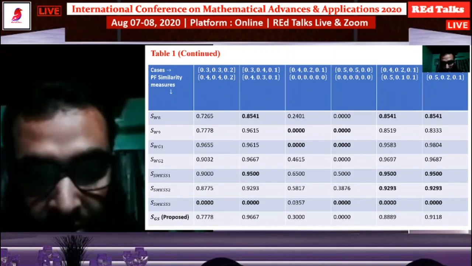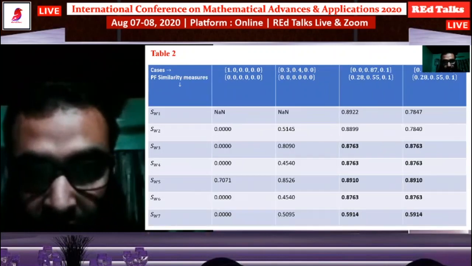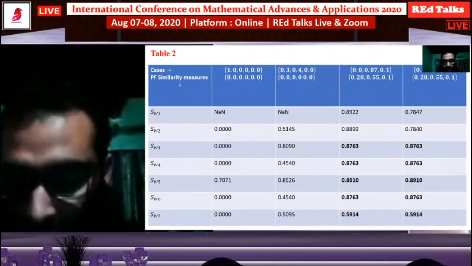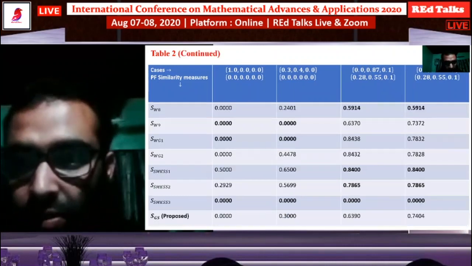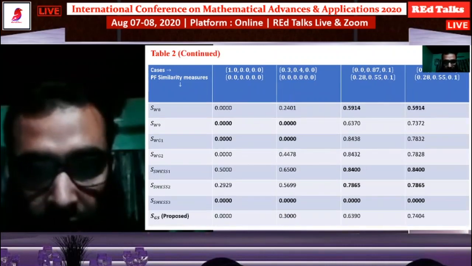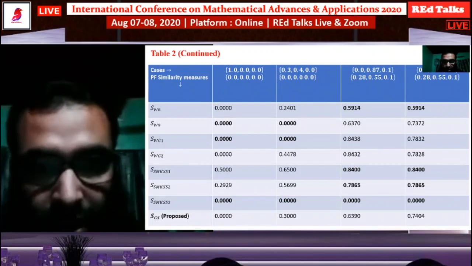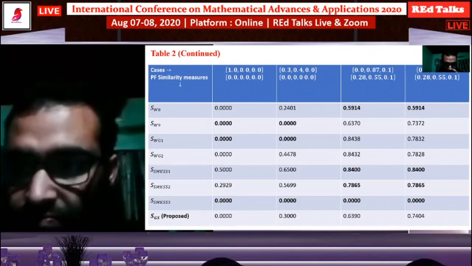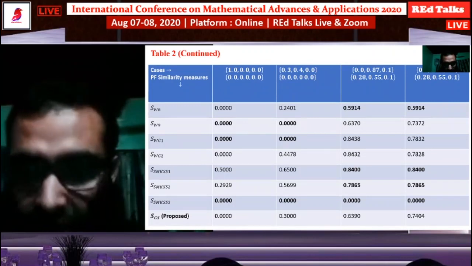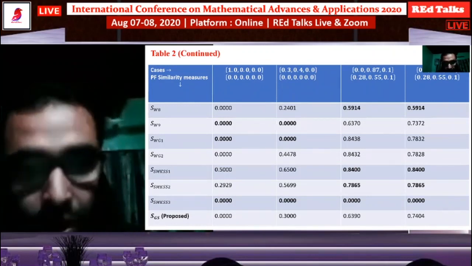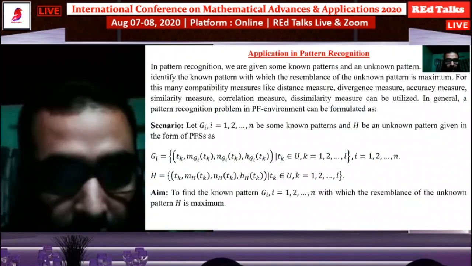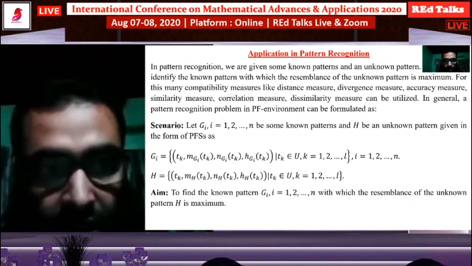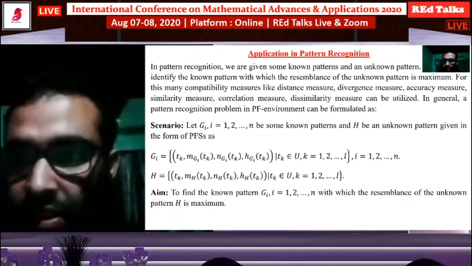However, if we see in the last row, our proposed measure clearly produces quite robust results. Then this is another example. In table 2, we have taken 4 cases of picture fuzzy sets. They are all different, and we see that most of the existing similarity measures fail to produce appropriate results. However, our proposed measure produces quite good results, and SW9 also does not produce reasonable results here. Then we discuss it separately in pattern recognition.